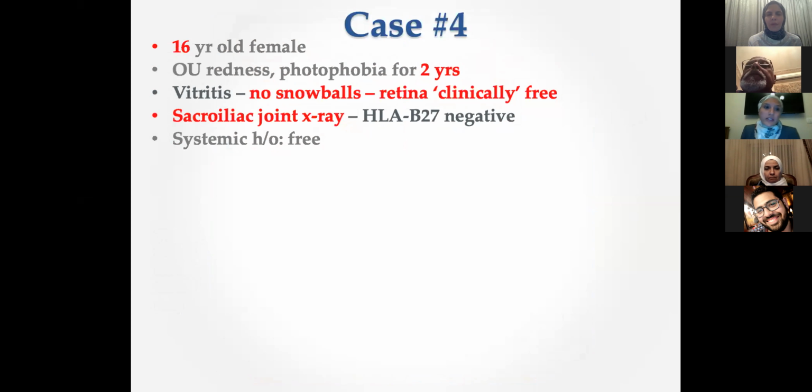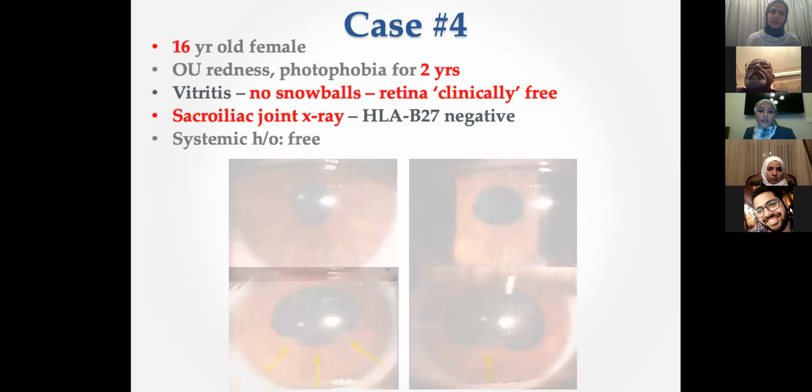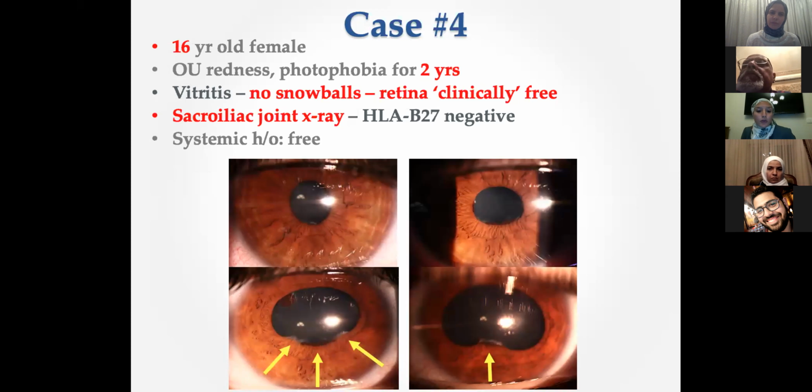Case number 4 is of a 16-year-old female that presented with bilateral redness, photophobia for 2 years. On examination, she had vitritis, but no snowballs, and the retina clinically was free. Someone else has ordered a sacroiliac joint X-ray and ordered HLA-B27 typing, which was negative, even though systemic history was free and she did not complain of any joint affection. Her slit lamp photos show the presence of inferior posterior synechiae in the right eye from 4 to 7 o'clock and in the left eye at 6 o'clock, and she had a non-granulomatous anterior inflammation.